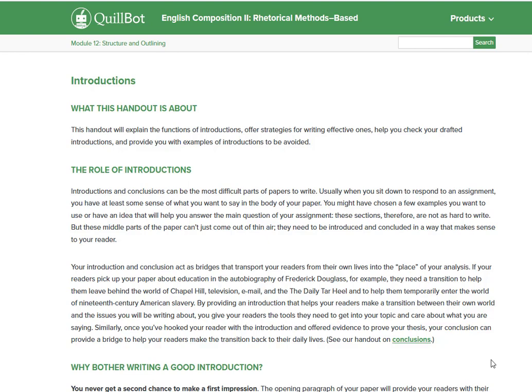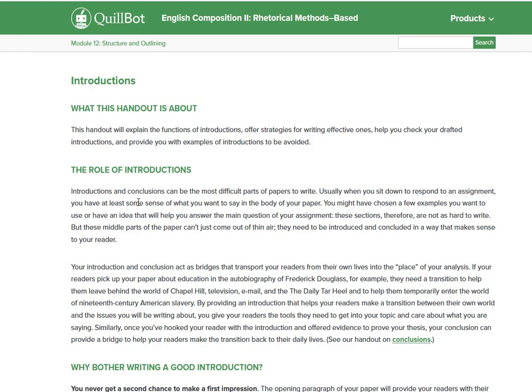And so this handout was written by Quillbot, English Composition 2, Rhetorical Methods, Introductions. So the role of introductions. Introductions and conclusions can be the most difficult parts of a paper to write. Usually when you sit down to respond to an assignment, you have at least some sense of what you want to say in the body of your paper. You might have chosen a few examples you want to use, or have an idea that will help you answer the main question of your assignment.